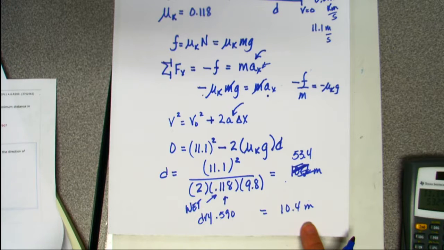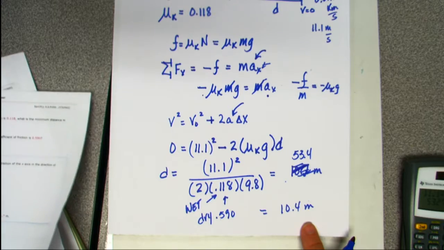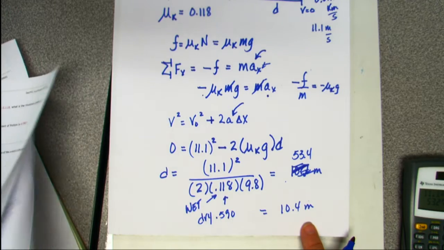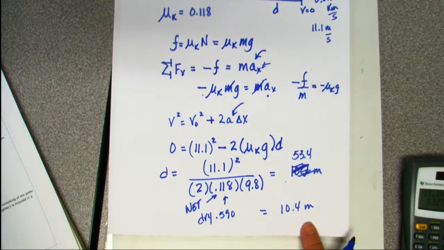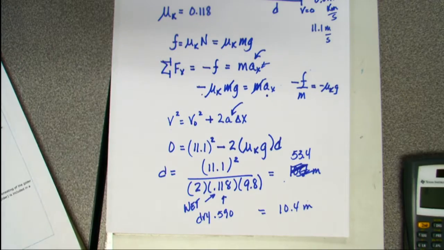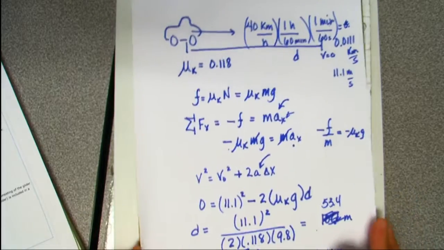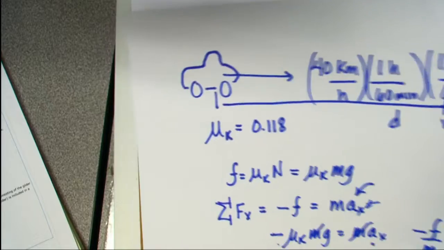I still come up with something different. I got 71.2. Probably punching in the calculator wrong. All right, we'll do the glider one. The glider problem. And then we'll call it a morning.